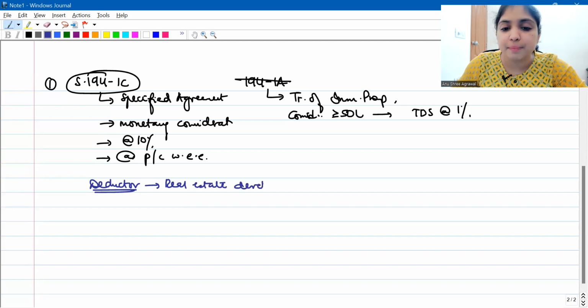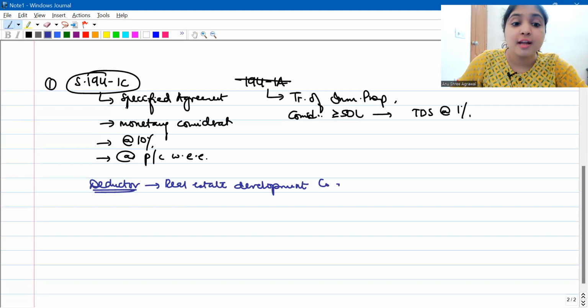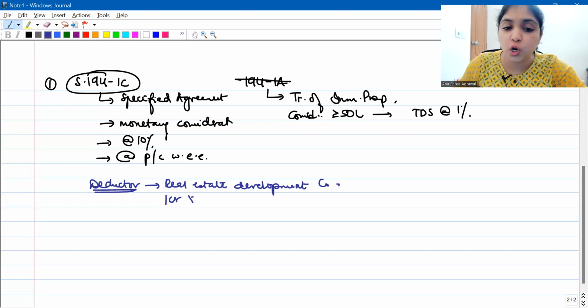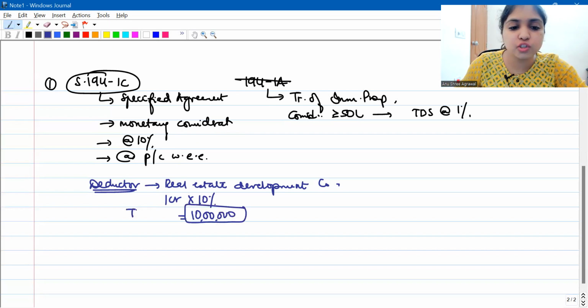So the real estate development company, at the time of payment or credit, whichever is earlier, when they are paying us a monetary consideration part, or at the time of credit of the monetary consideration part, they will deduct tax at the rate of 10%. Here the monetary consideration part is 1 crore. 10% of this will be 10 lakh rupees. This will be the tax which will be deducted at source by the real estate development company, by High-Tech Limited, against Mr. Sakshar. Understood my very first question here?